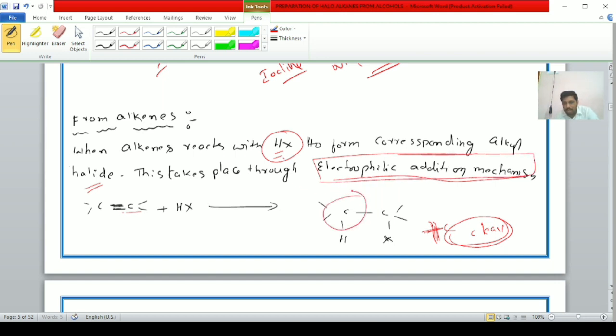Formation of alkyl halides from alkenes and hydrogen halides follows which mechanism? Electrophilic addition mechanism, electrophilic substitution mechanism, nucleophilic addition mechanism, nucleophilic substitution mechanism. The mechanism is electrophilic addition mechanism. Addition means addition reaction. Electrophile means a positively charged species like H plus is added, hence that is known as electrophilic addition mechanism. When alkenes react with hydrogen halide to form the corresponding alkyl halide, this takes place through electrophilic addition mechanism.